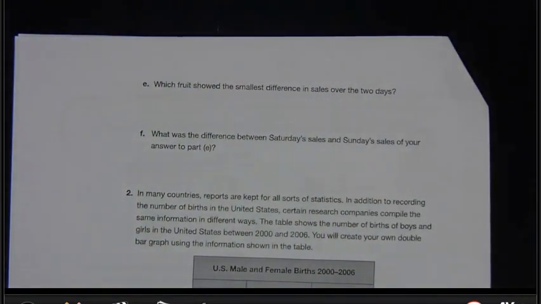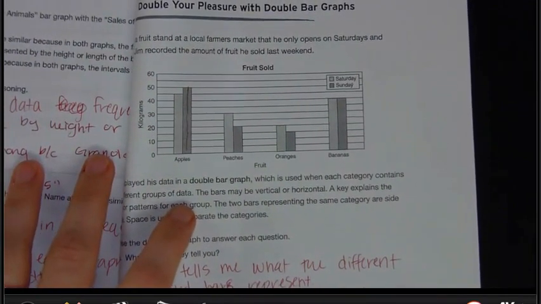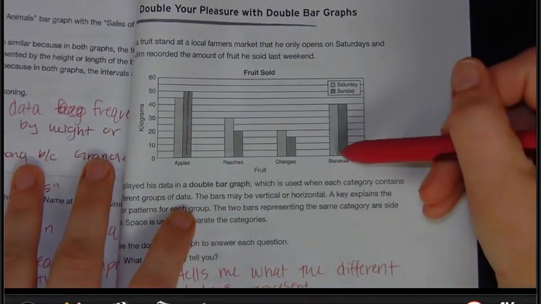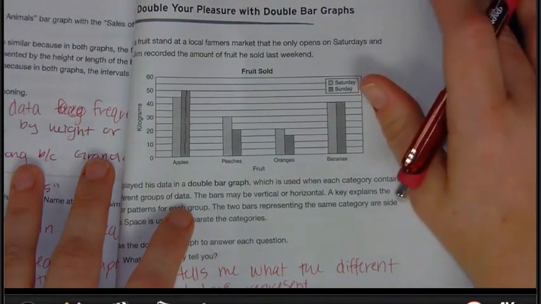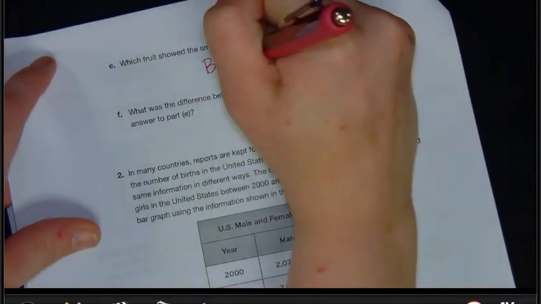Okay. Which fruit sold the smallest difference in sales over the 2 days? So if I go back to look at my bar graph, I want to know which one sold the smallest difference between the 2 days. I can easily see that. And that looks to be the bananas, because did the bananas have any difference between Saturday and Sunday? No. So that means there was no difference between the two. So the one that sold the least was bananas.